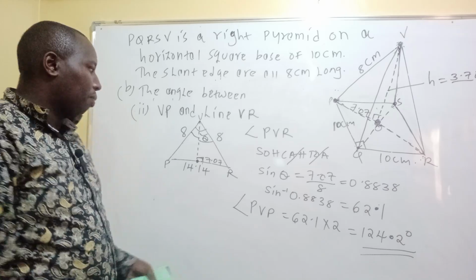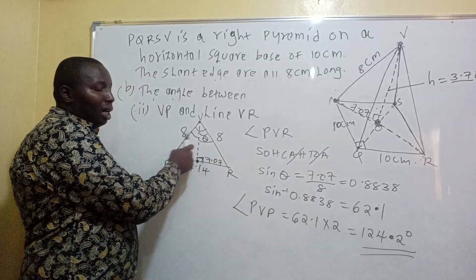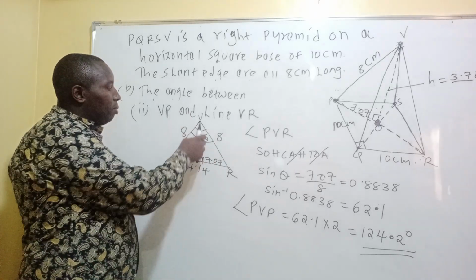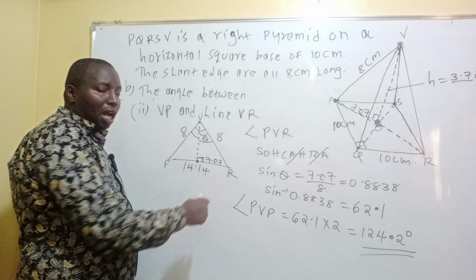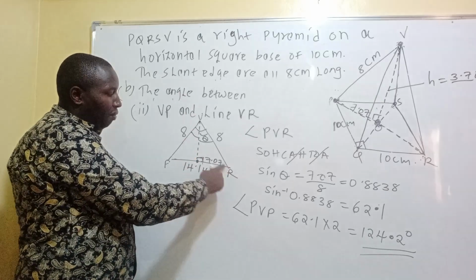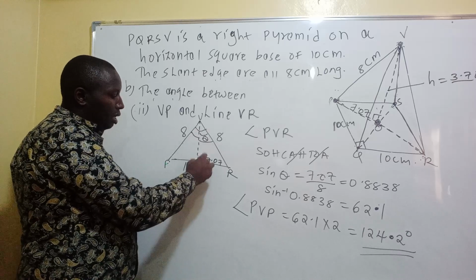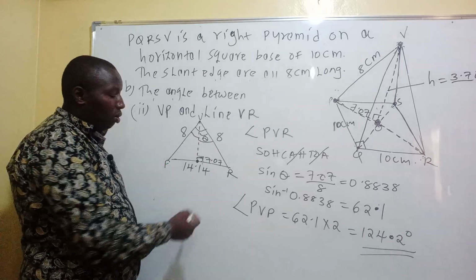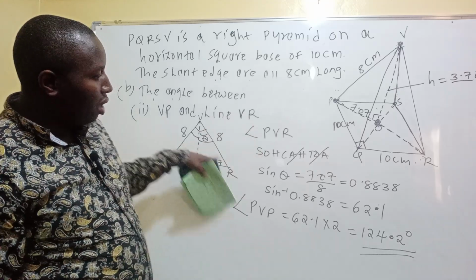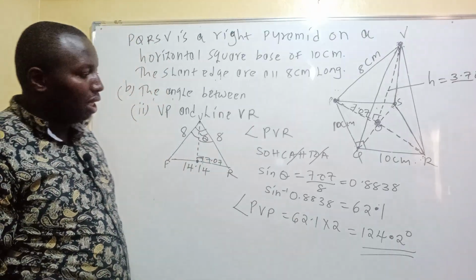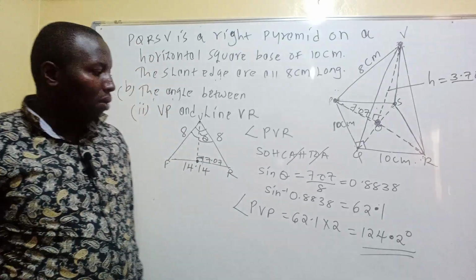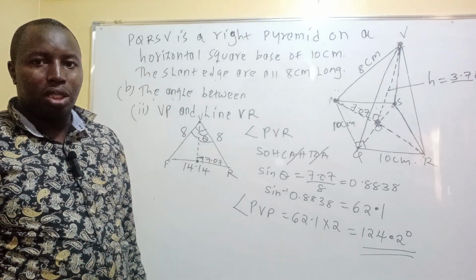So this is a property where these two sides are equal, the sides of an isosceles triangle. If you draw a perpendicular from point V to the line PR, it will bisect the line. So this becomes 7.07, and this becomes a right angle. Use SOHCAHTOA to find the angle. Opposite and hypotenuse, you use sine. Then once you get one of the angles, multiply by 2. You get that angle is 124.2 degrees.